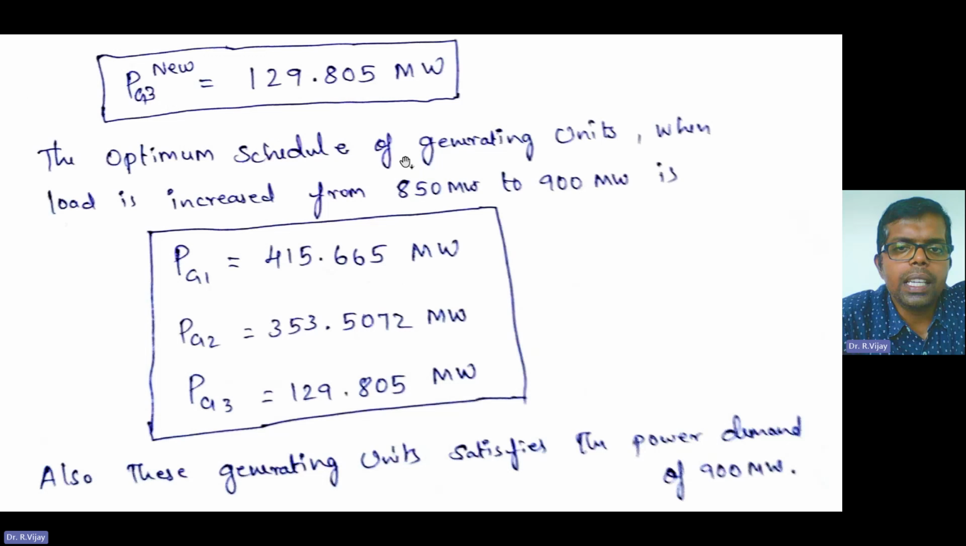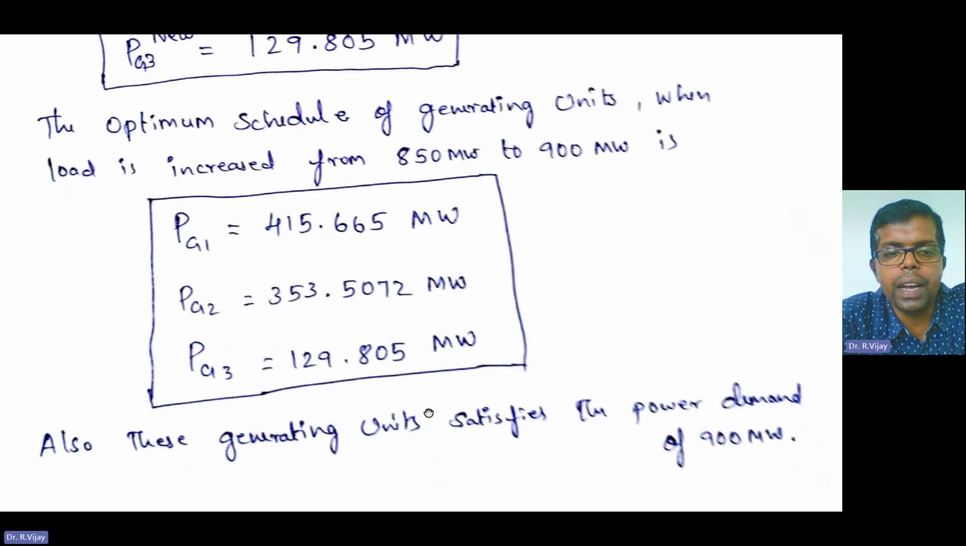Next, the optimum generation schedule for the generating units when the load is increased from 850 megawatt to 900 megawatt is: PG1 is equal to 415.665 megawatt, already we calculated. Similarly, you need to write all. PG2 is equal to 353.5072 megawatt. PG3 is equal to 129.805 megawatt. Also, these generating units satisfy the power demand of 900 megawatt. If you add all these, we are approximately getting 899.99 something. Tell in the comment whether you are getting the same answer or not.